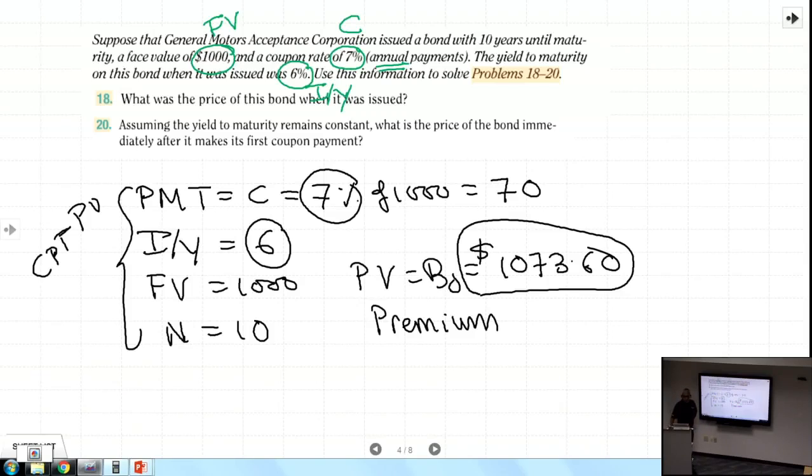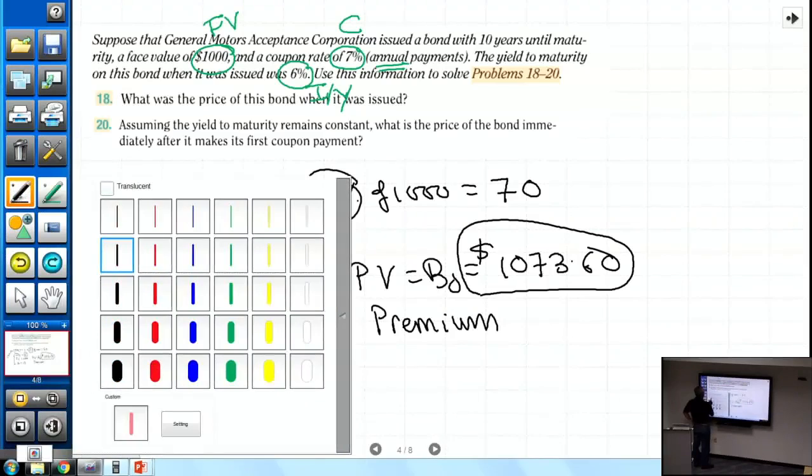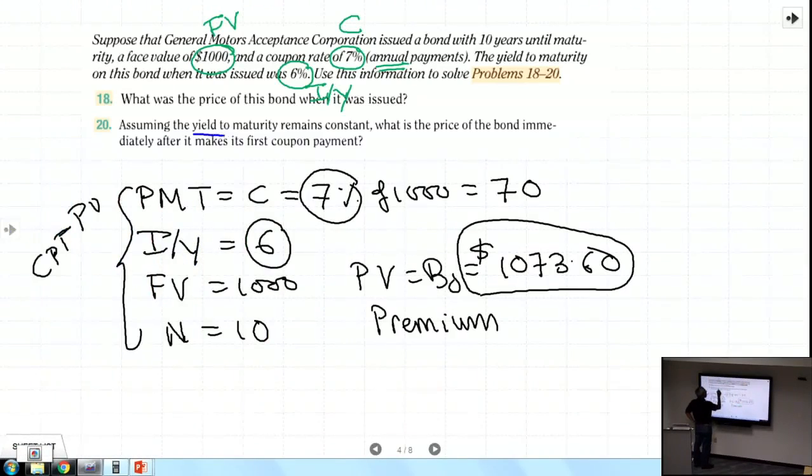Question number 20, using the same example, assume the yield to maturity remains constant, so there is no change in IY. Okay, so IY remains constant. What will be the price of the bond immediately after it makes its first coupon payment? So after the first coupon payment, what's the only change that's happening? The only change that's happening is that after the first coupon payment, we have only 9 periods left to maturity. We're still going to have 9 more coupon payments plus the $1,000.